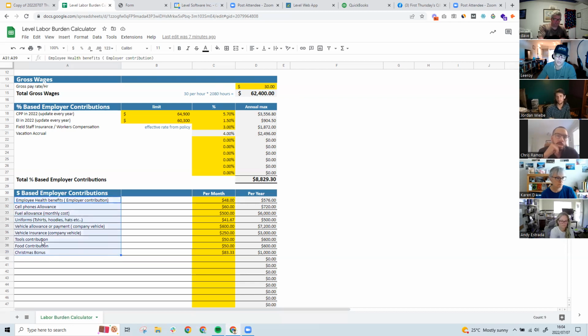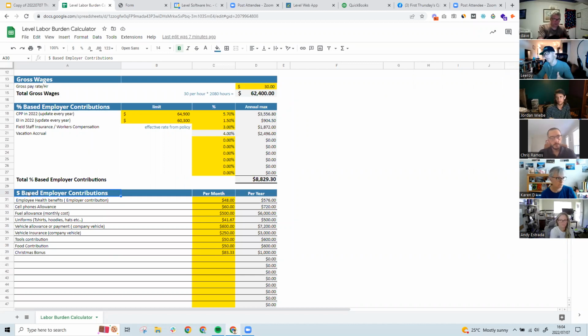Any questions with this dollar-based employee contribution section? Can you put your vehicle expenses in your overhead, not in your labor burden? Yeah, but it's one. Don't do all vehicles. Again, it's for one employee.